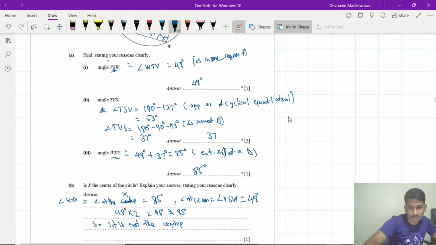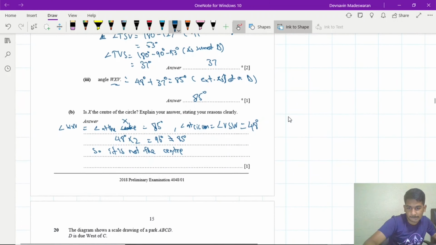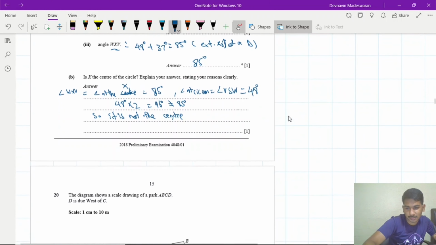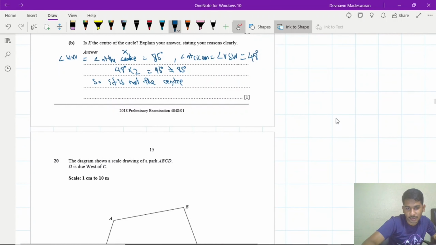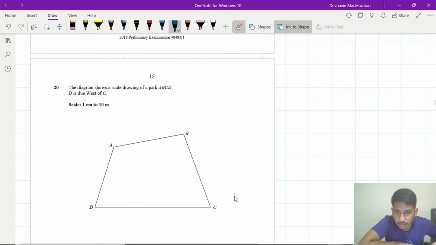I hope you like logic. We still have to do... No. This is a scale drawing. I'm not going to be drawing. I can't draw.